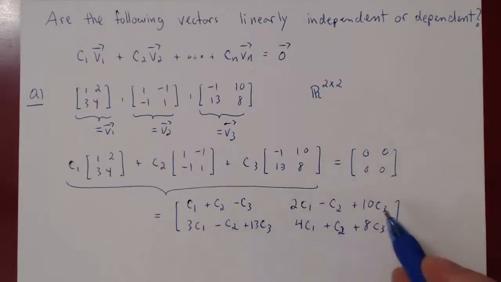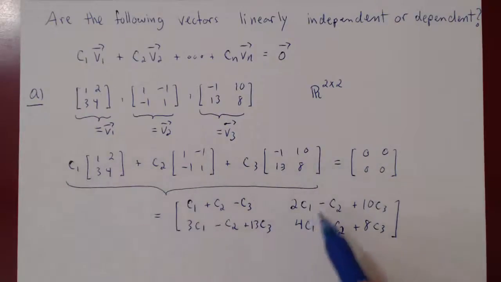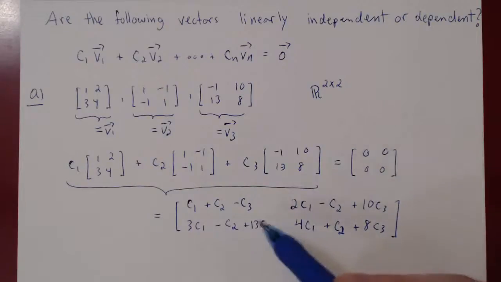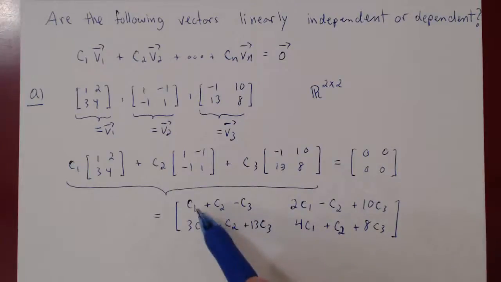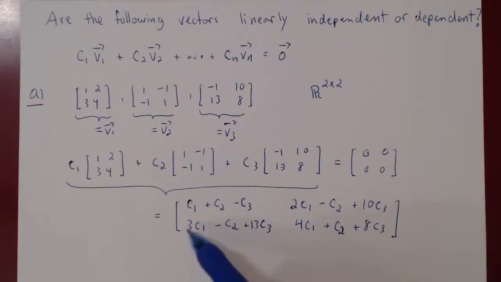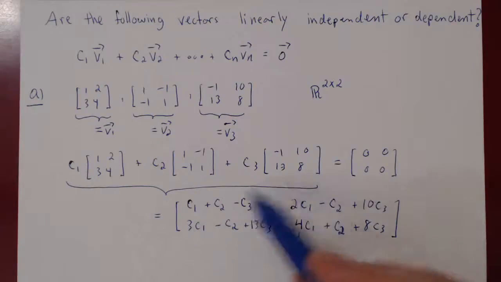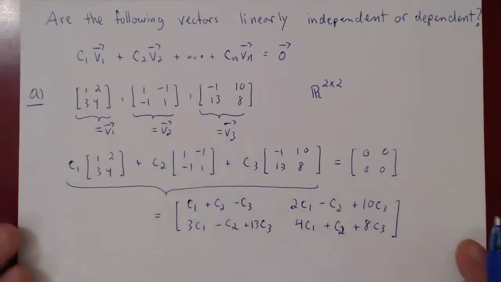After we combine our linear combination into a single matrix, this matrix equals the zero matrix, but they can only be equal if they have the same corresponding entries. And so this must be 0, this one must be 0, and the same goes for the other two entries. So all of these must be 0, and we therefore get a linear system in 4 equations and 3 variables. So let's solve the system.